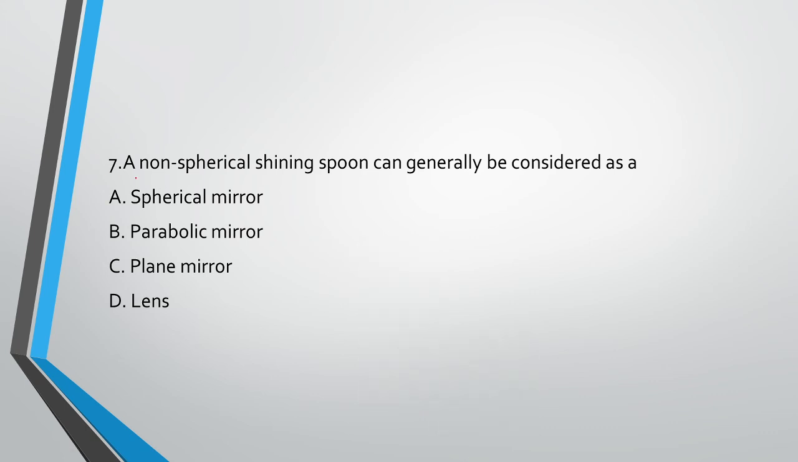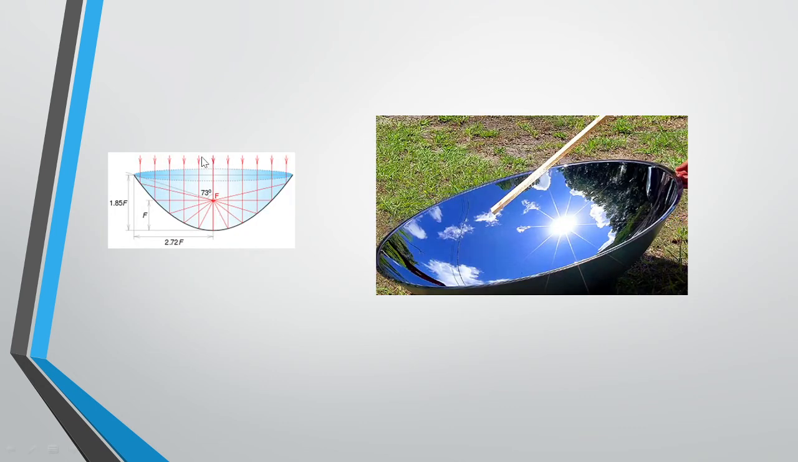Our seventh question is, a non-spherical shining spoon can generally be considered as: A, a spherical mirror; B, a parabolic mirror; C, a plane mirror; or D, a lens. The correct answer is option B, parabolic mirror. Most people think it's a plane mirror. No, it's not a plane mirror. It's a parabolic mirror. See, this is how a parabolic mirror looks like.